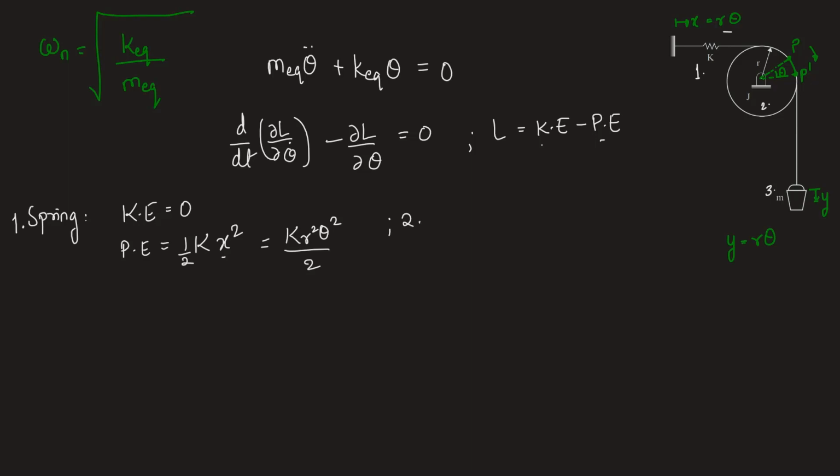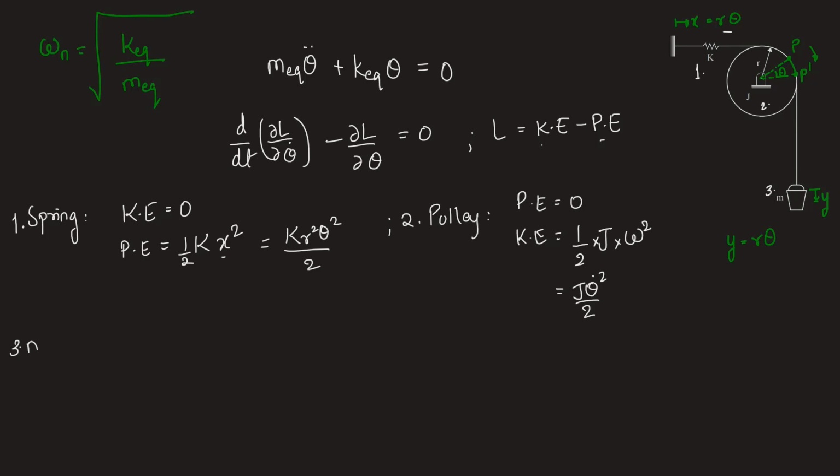Second thing, for the pulley the potential energy will be 0, because the rope is given to be massless, as well as the pulley mass is not mentioned to us. So we can write its potential energy is 0, while its kinetic energy will be equal to half into mass moment of inertia J into angular velocity omega square of it. Angular velocity of the pulley can be written as theta dot. So we have J theta dot square by 2.